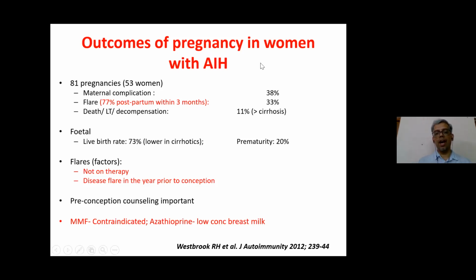Usually flares occur in the postpartum period, within the first 3 months after the delivery. Important to remember is that your patients will usually be young females. So do preconceptional counseling if they come to you at that time. Tell them that compliance to drugs is very important, and maintenance of remission prior to pregnancy is important.